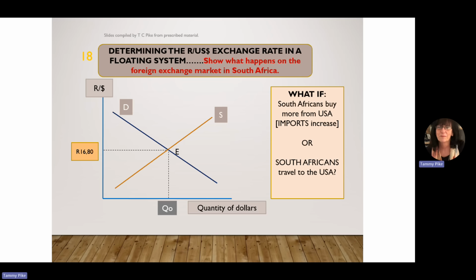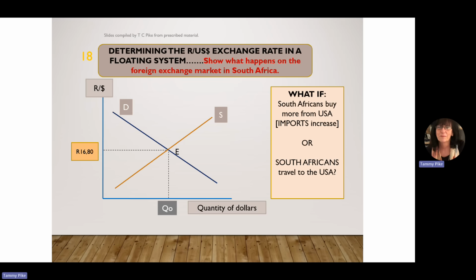There we go. Both these scenarios lead to the same result. But don't first think appreciation or depreciation. Just think, is it demand or is it supply? Once you've got that correct, then you can go to your next step, which will be what has happened to the value of the rand as a result of that transaction. So South Africans buy more from USA or South Africans travel to the USA, you should quickly be able to tell me that that is an increase in the demand for dollars in South Africa.